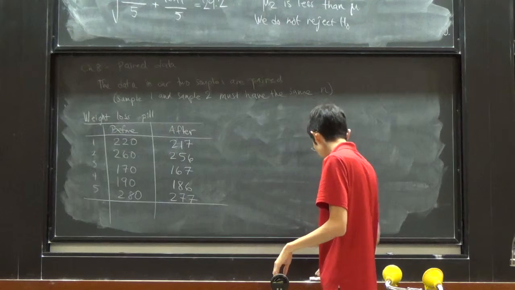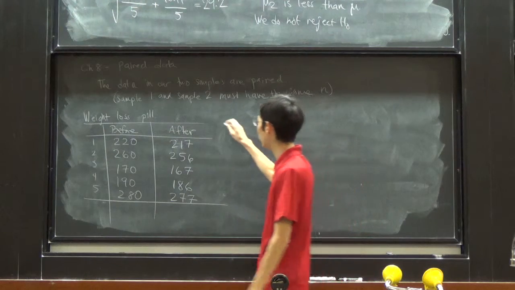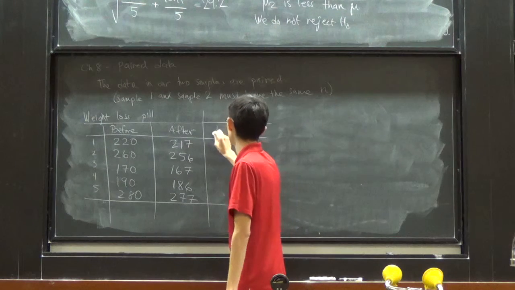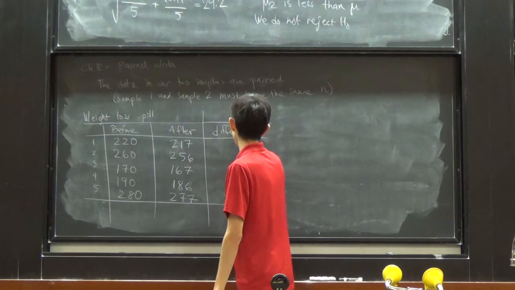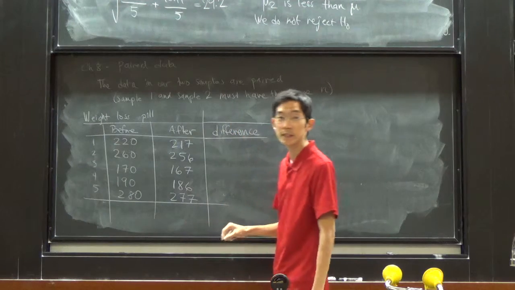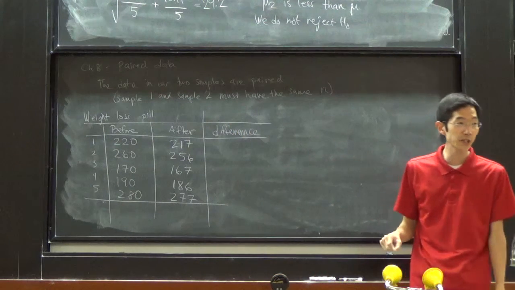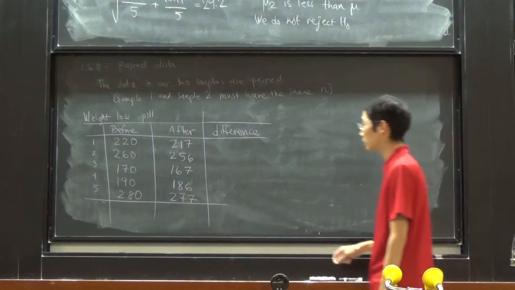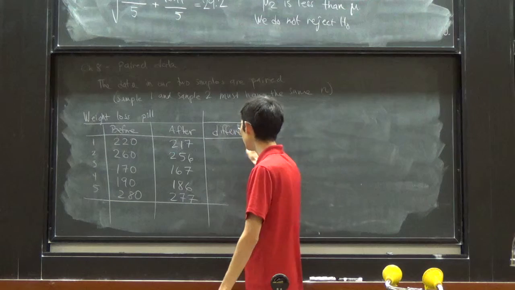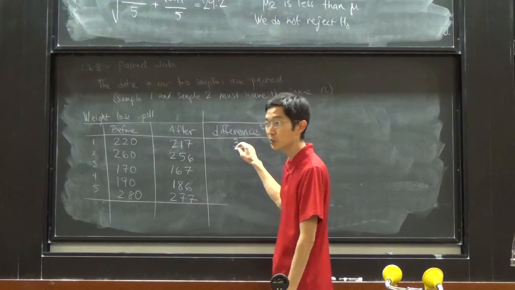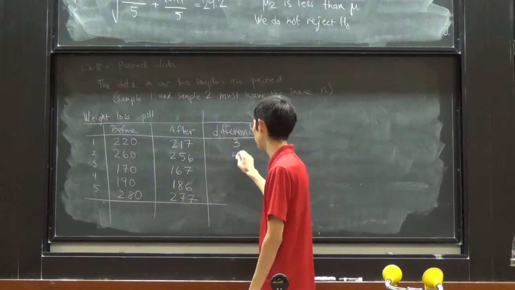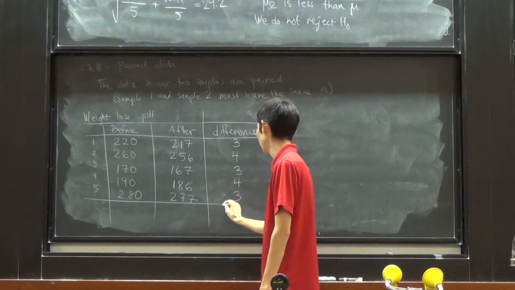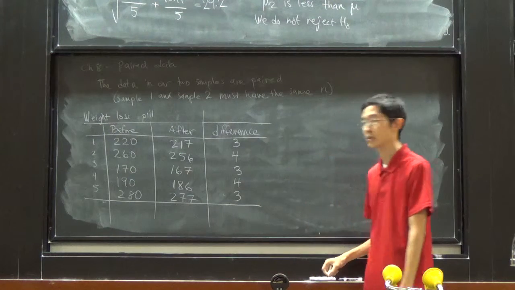Okay? So this is the correct way. The correct way is we would create a third column called the difference column. Okay? And here we are not interested in the individual weights of what they started, but we are looking at just the difference. So we're going to do before minus after. So person number 1 lost 3 pounds, person number 2 lost 4, this person lost 3, this person lost 4, and this person lost 3 pounds. Okay.